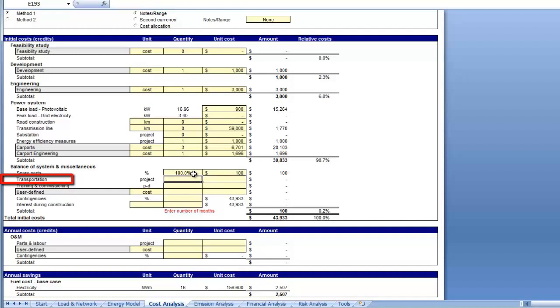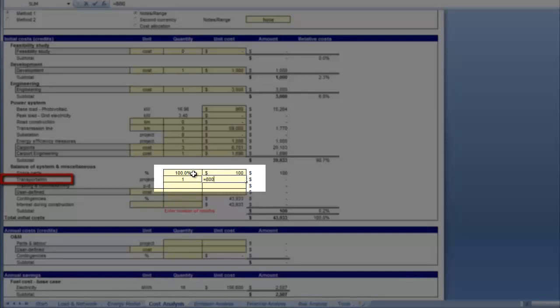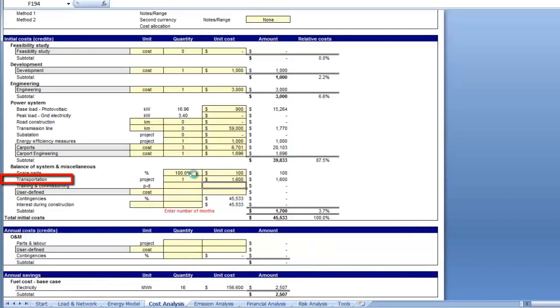We will assume that transporting the 3 carport units from Orion to a site within California will cost $800, shipping the 86 PV modules will cost about $600, and miscellaneous cost of around $200. We will thus enter the formula 800 plus 600 plus 200 for a total of $1,600, which corresponds to 9.4 cents per peak watt.